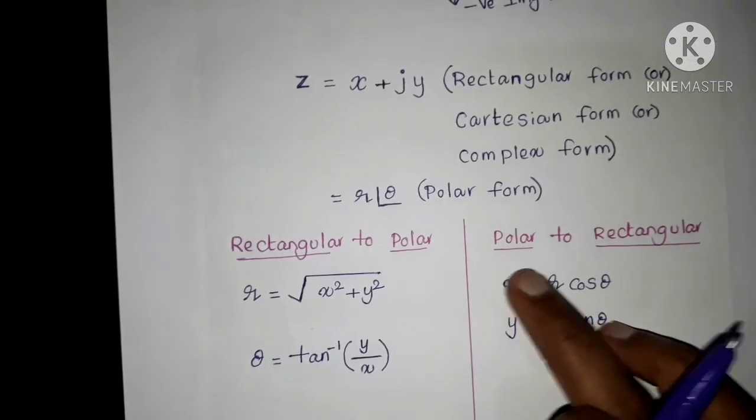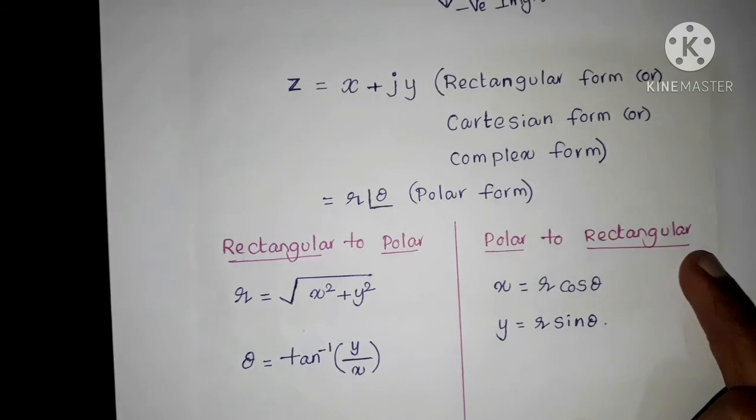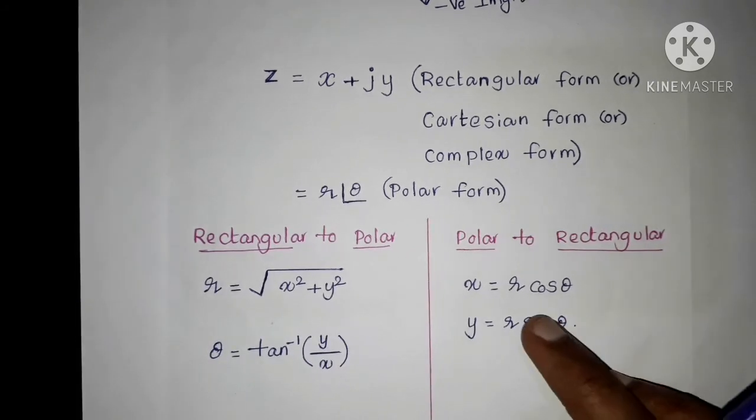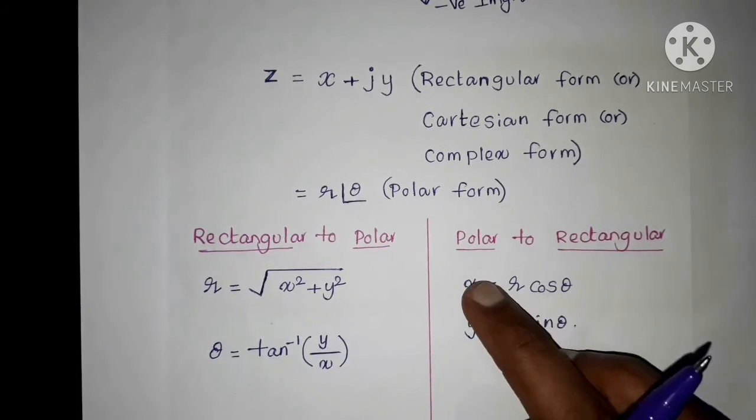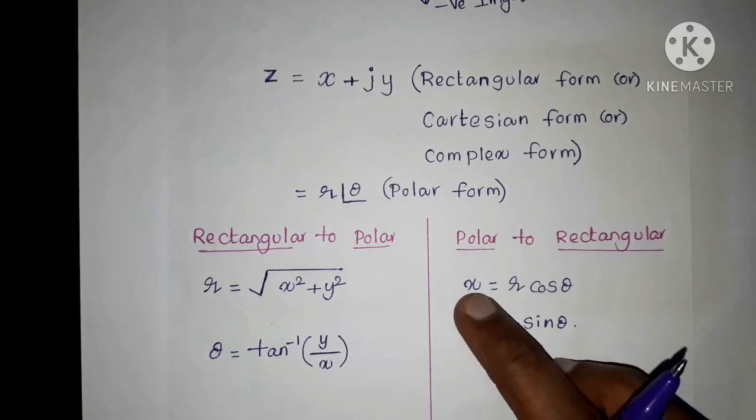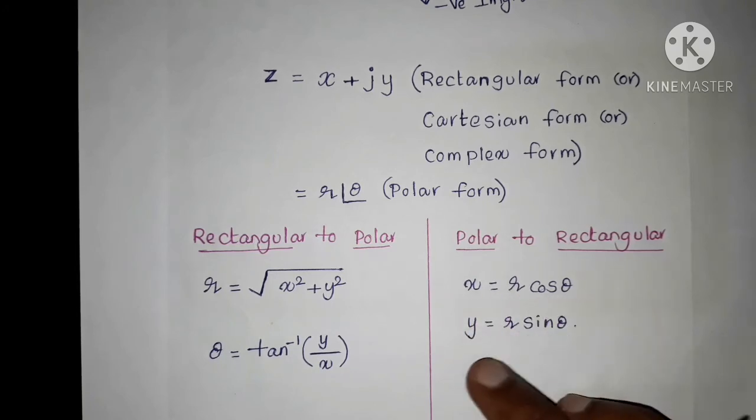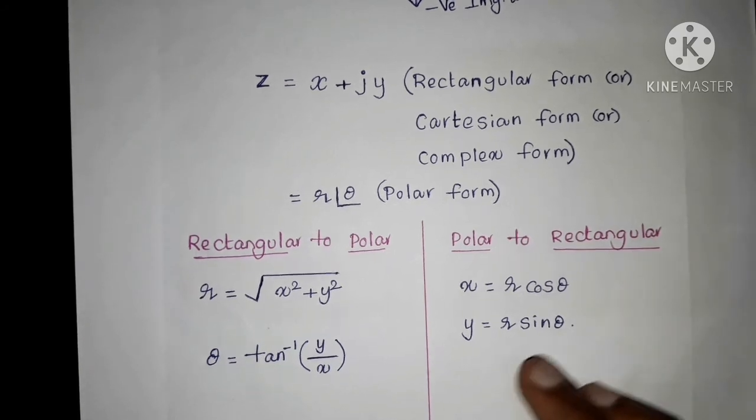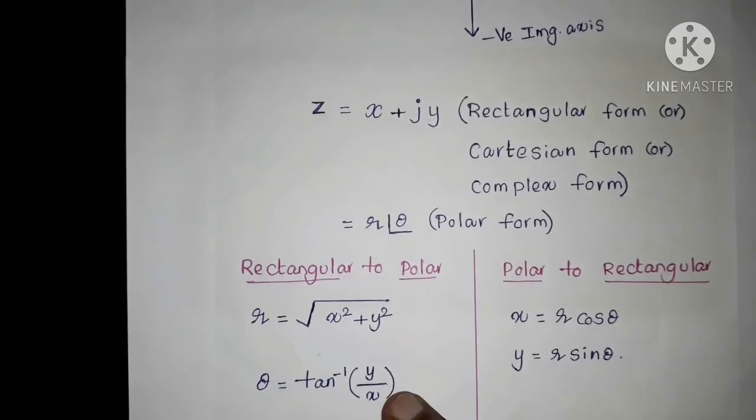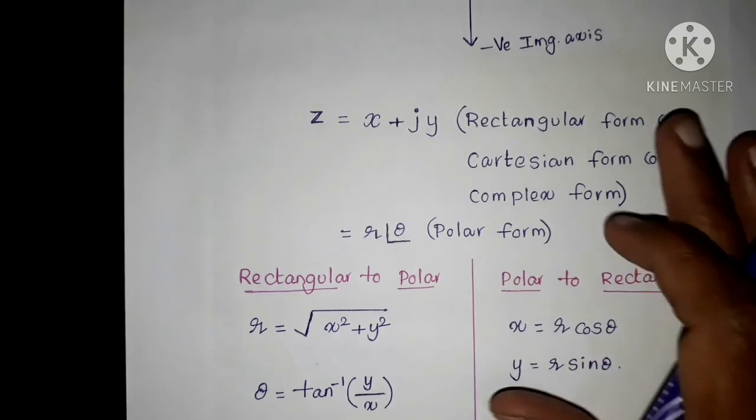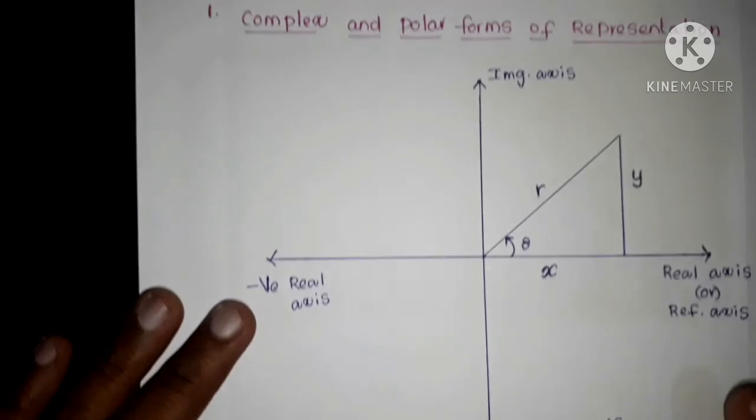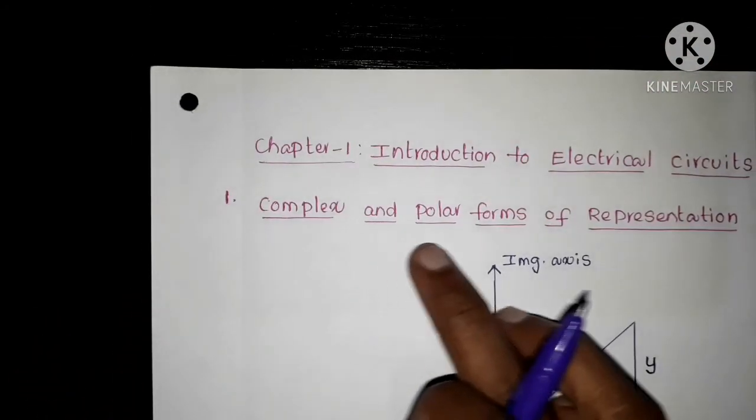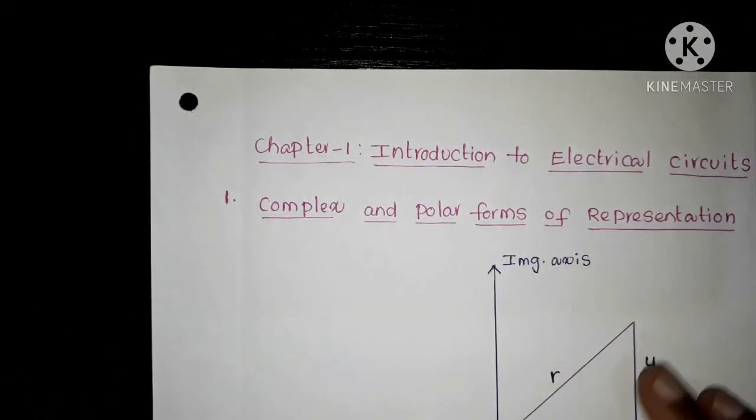Similarly, polar to rectangular conversion. It means if r and theta are given, we can find x and y. So x equal to r cos theta and y equal to r sin theta. In that way, if rectangular coordinates are given, we can find polar, and if polar coordinates are given, we can find rectangular coordinates. So this is about complex and polar forms of representation.